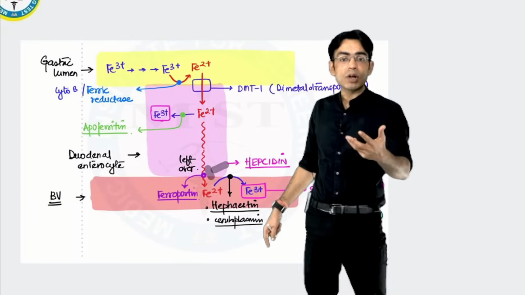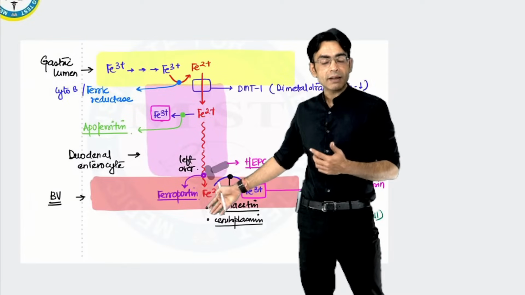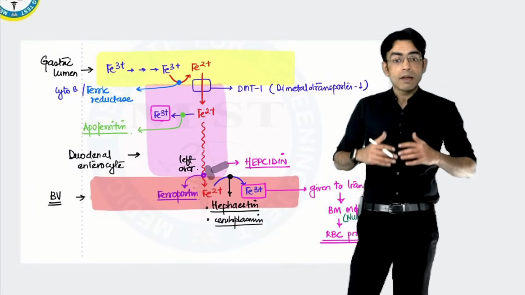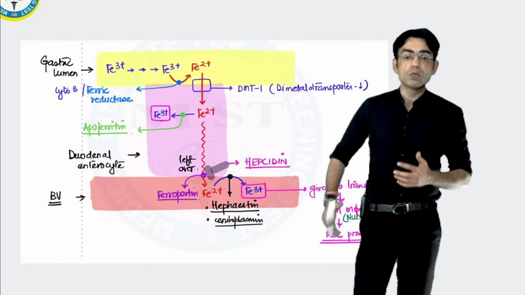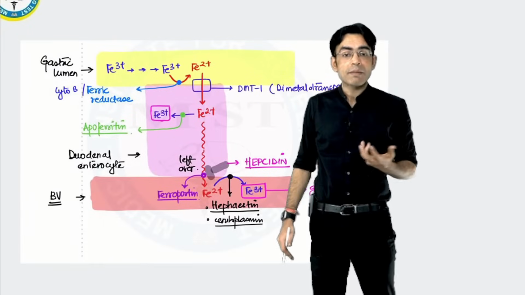You are porting Fe2+ from the duodenum into the blood. So ferroportin यहाँ लेके आ गया. Now this Fe2+ absorption form तो है. अब आपको कहाँ पहुंचाना है this Fe2+? You want to take this Fe2+ to the bone marrow for blood production, RBC production.